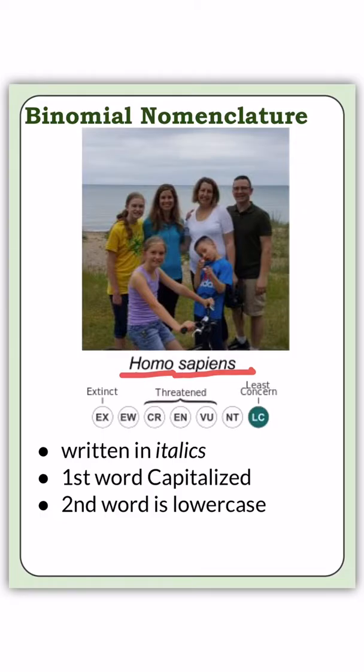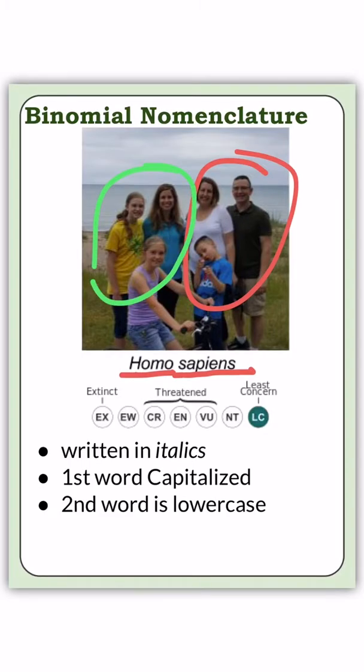So here are some numerous examples of Homo sapiens. My family here, on a family camping trip in 2007 along Lake Michigan, and my wife's sister and my nieces and Liam's cousins over there on the left.